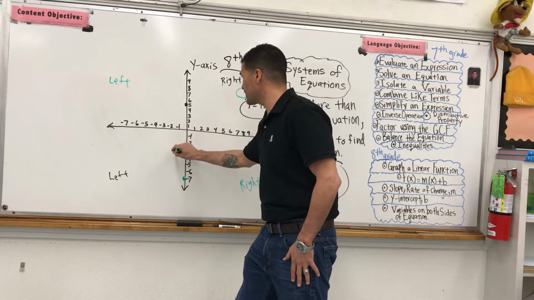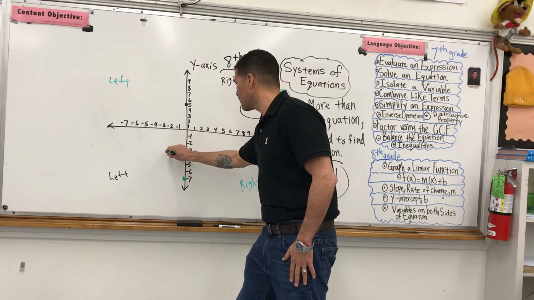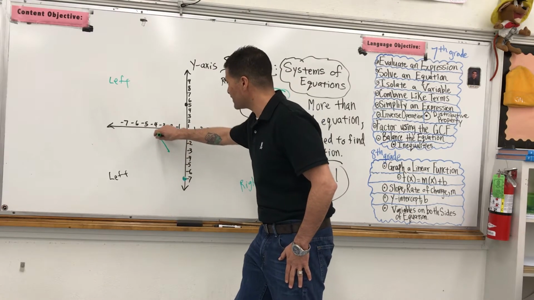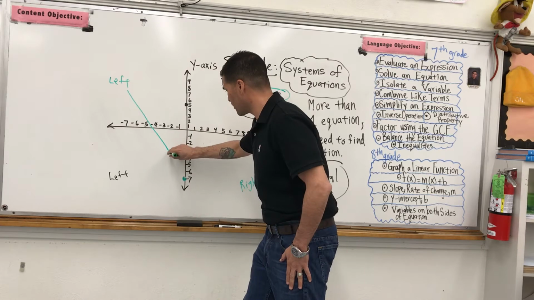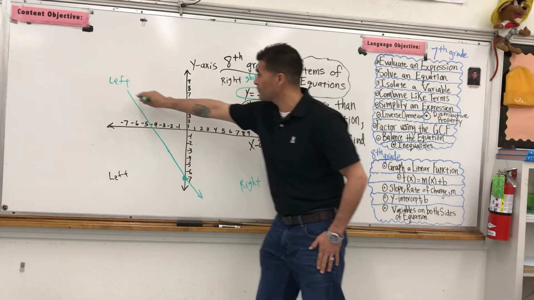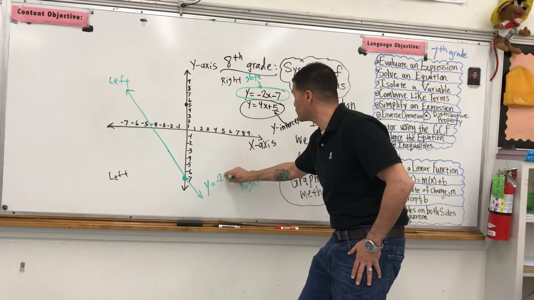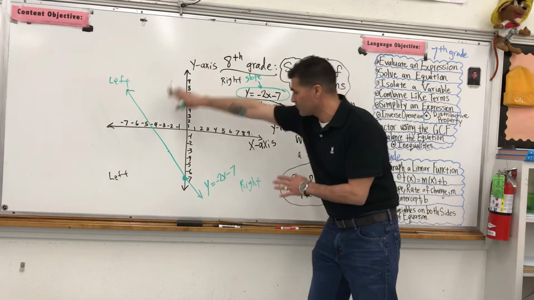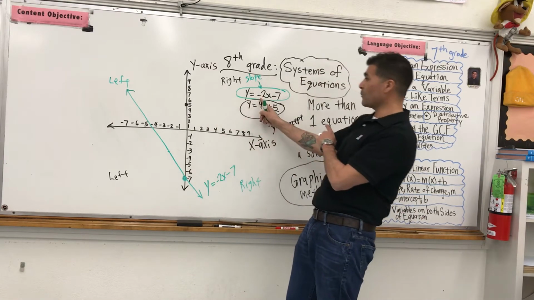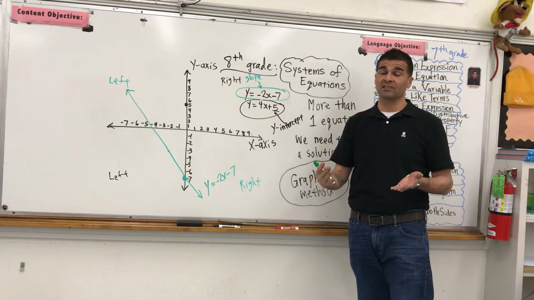I'm going to say the line needs to go through negative 7. The line's going down, so I'll make the line go down, and it has to pass through negative 7. This is going to be y equals negative 2x minus 7, okay? My slope is negative 2, so I made the line go down.